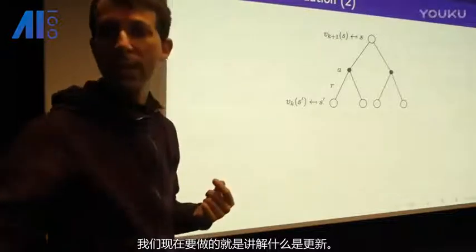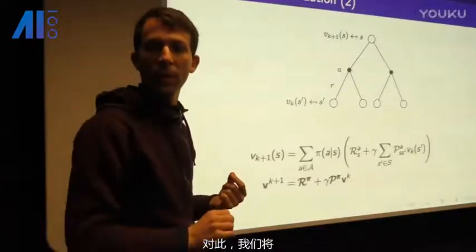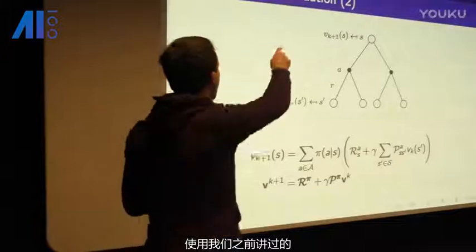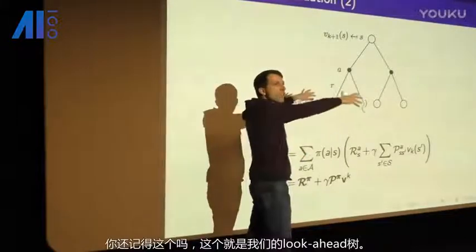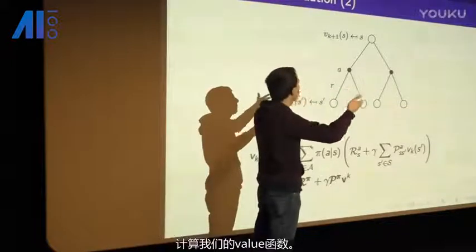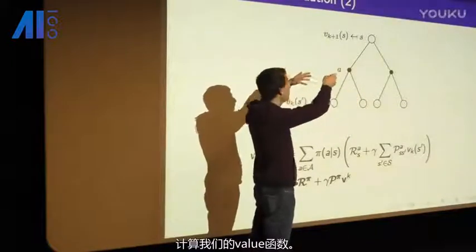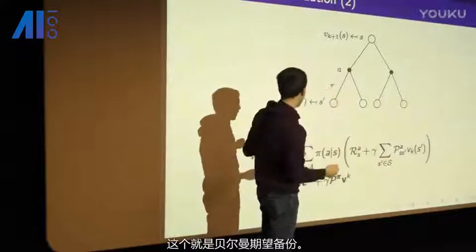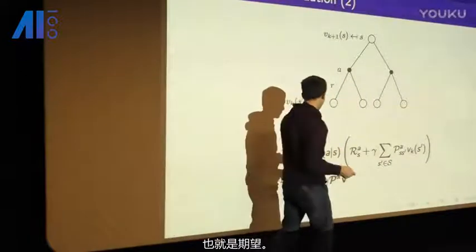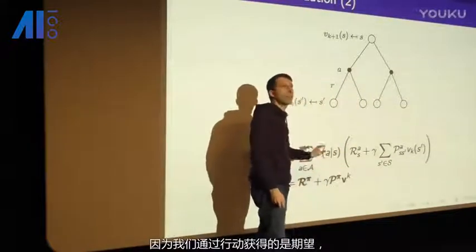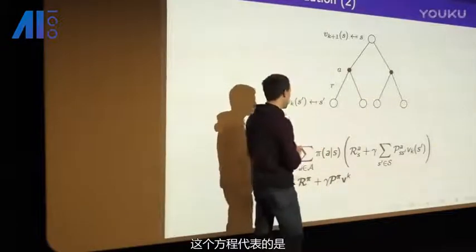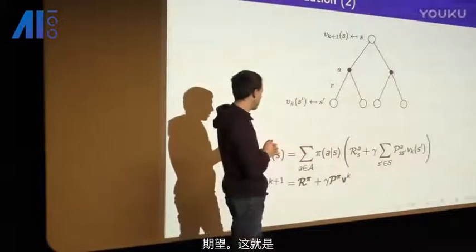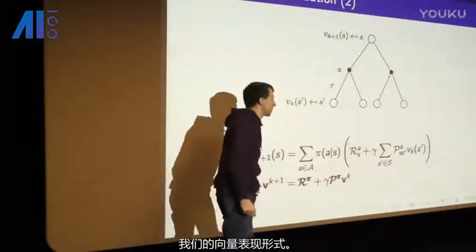So let's understand exactly what we're doing. What actually is the update? All we're going to do is take our Bellman equation that we had before. If you remember, this was our look-ahead tree that showed us how to compute the value function. This was the Bellman expectation backup, so-called because we've got an expectation over our actions rather than a max over our actions. The max gave us the optimality equation, the expectation gives us the Bellman expectation equation. And this was the vector form of the same thing.